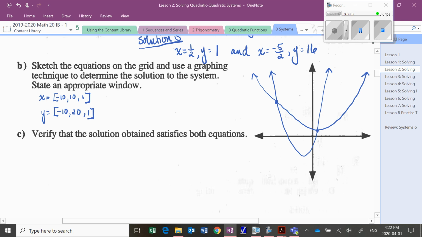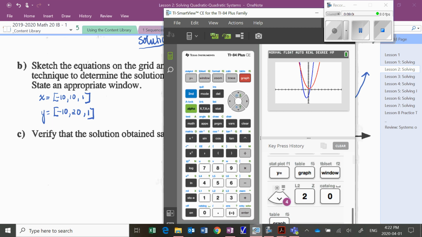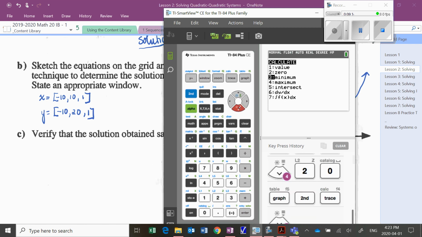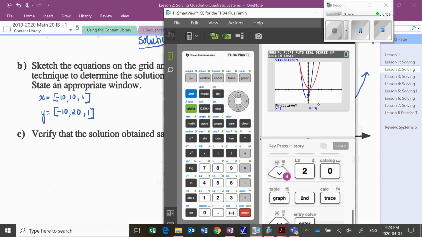Okay, and so again, using our calculator, just to remind you of finding those solutions. Since there's 2 solutions, when we ask it to say second trace or calculate, we're looking at the intersection, so the 5th option. You can move the cursor down to the 5th, or you can just hit 5, hit enter, and it's asking you the first curve.